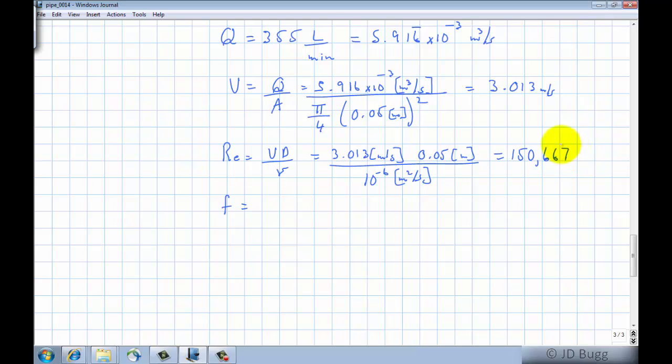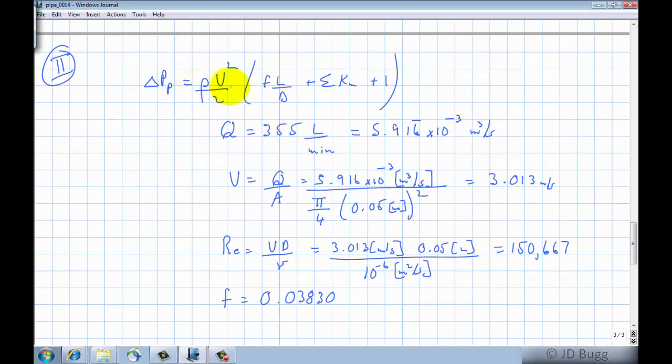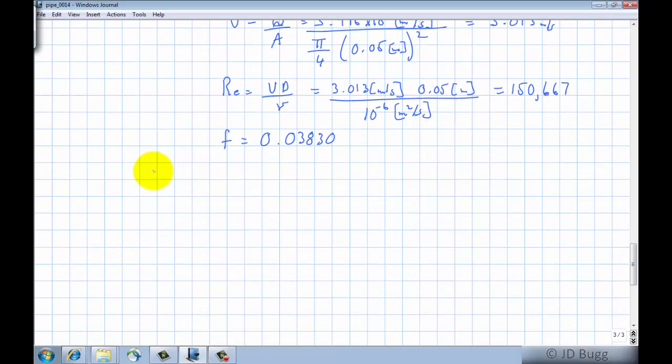Colebrook equation with that Reynolds number and our relative roughness, which is still 0.01. We get a friction factor 0.03830. So notice the friction factor really hasn't changed very, very much. A little bit larger than it was in the previous case because the Reynolds number is a little bit smaller. So now all of that information goes directly into this equation to calculate our new delta P pump.